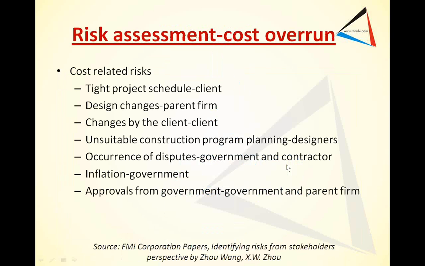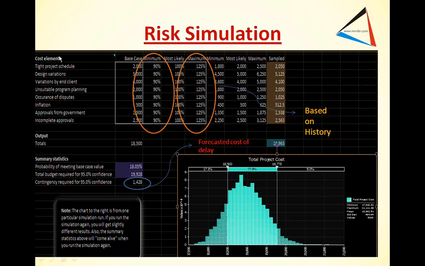So then we look at the next, which is the time variance, the project variances. So we look at the variances in terms of the cost related, tight project schedule, the design changes, the changes by the client, unsuitable construction planners. So here we look at the cost planners, and for this particular project, this is the base case cost, this is the minimum value, and this is the maximum value. So this will all come from history.